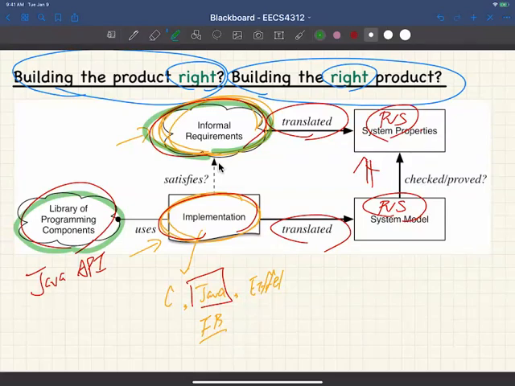There are two issues here. Let's say I did a very nice translation from my informal requirements from English to PVS. Number two, I also translate my implementation, which uses some library components, into PVS. Let's say these two translations were done correctly, so these two are not a problem. And then I also try to do some proof. But what's lacking here?